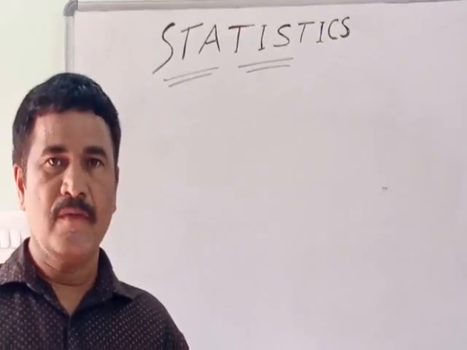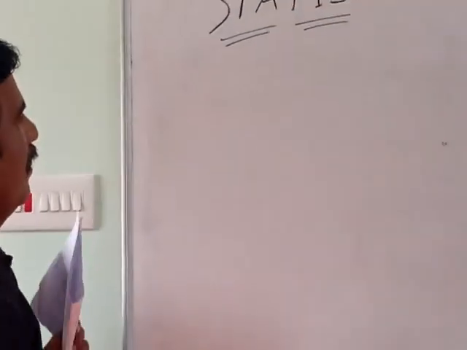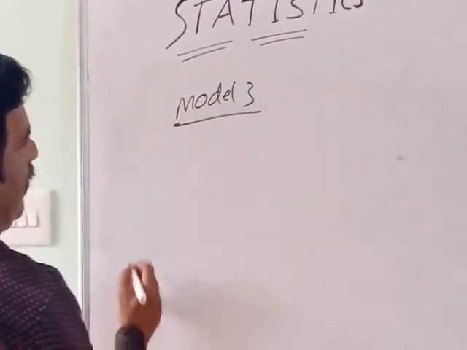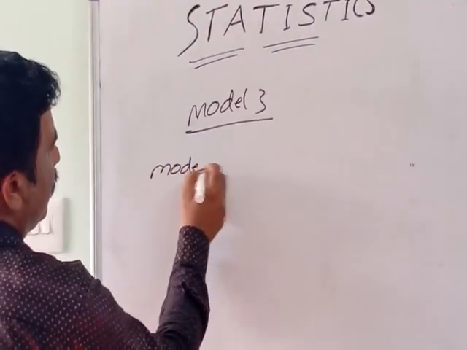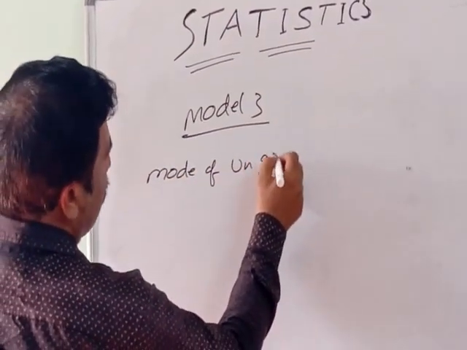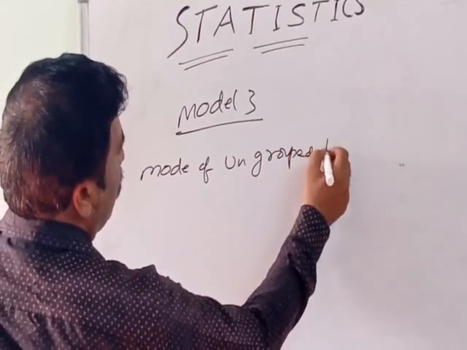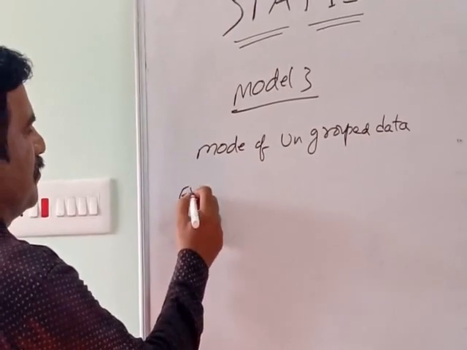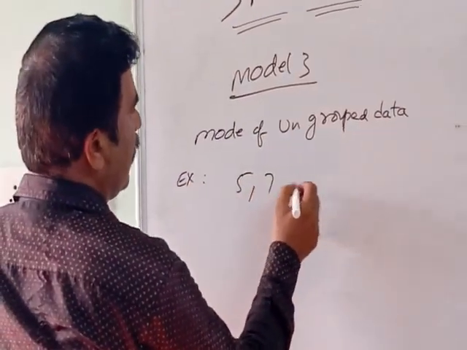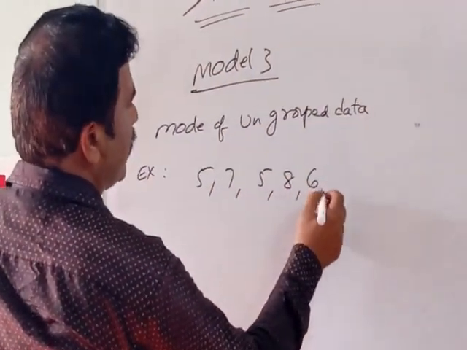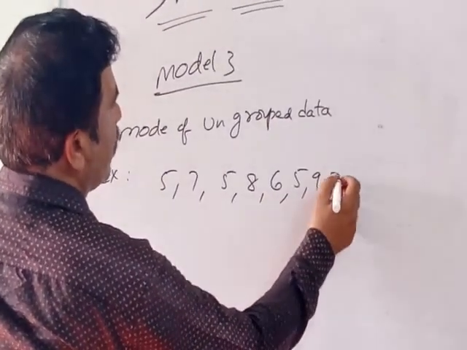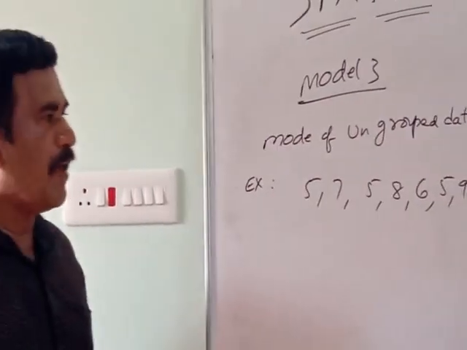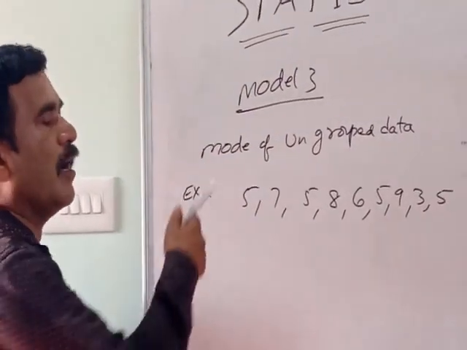Okay. Model 3. See, mode of ungrouped data. Example: 5, 7, 5, 8, 6, 5, 9, 3, 5. See, which is repeating more number of times, that is called mode.